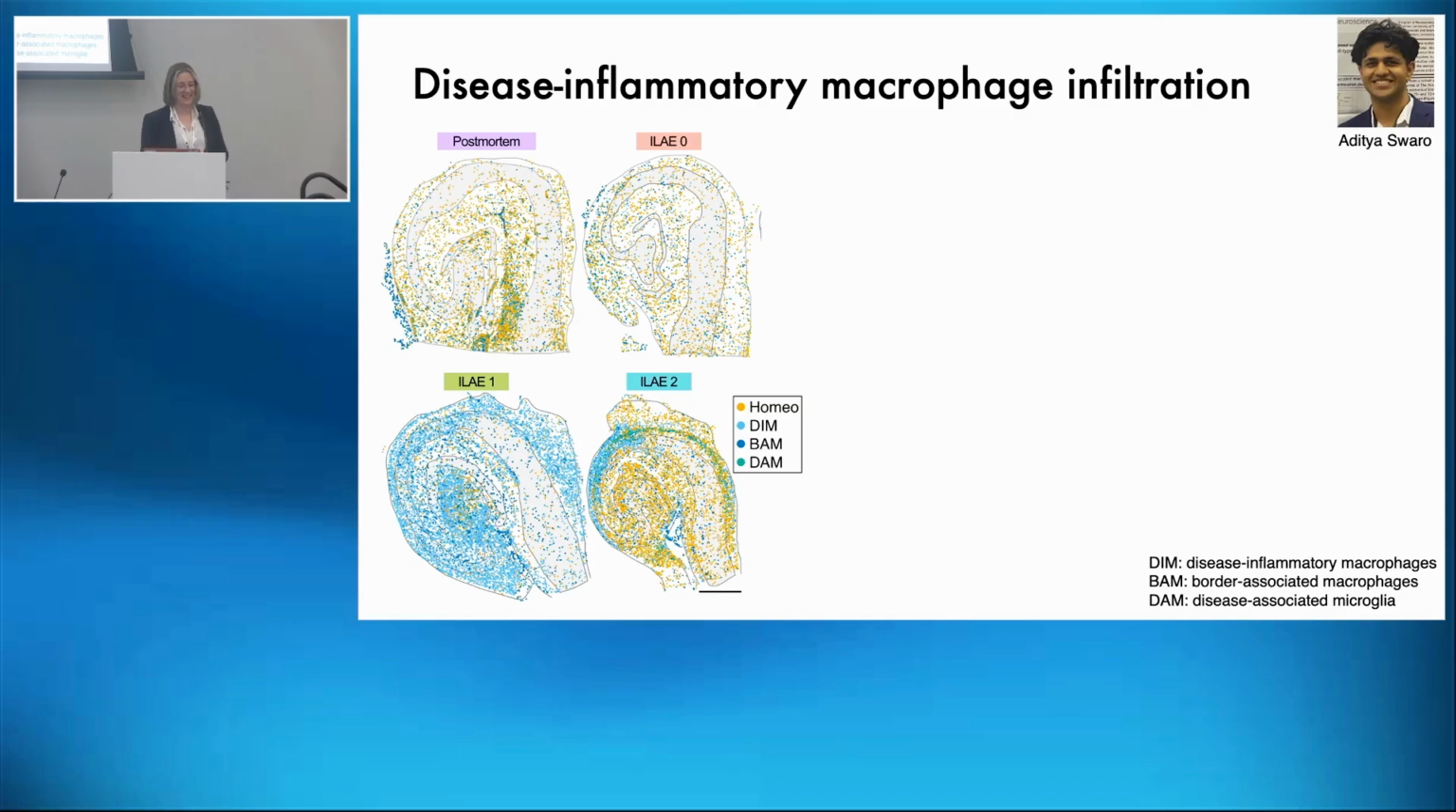The next thing that Adi did is plot these 4 big groups that he identified in space, where you can see really nicely these blue dots that associate with regions of hippocampal sclerosis.